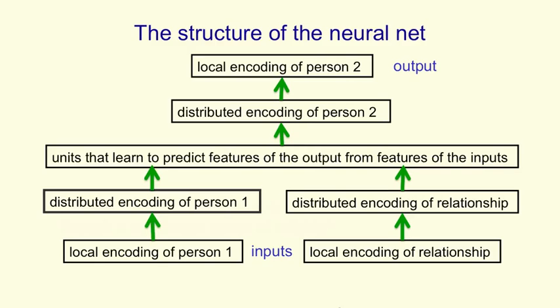So what we're going to do is train it on 112 of these propositions, and we go through the 112 propositions many times, slowly changing the weights as we go, using backpropagation. And after training, we're going to look at the 6 units in that layer that says distributed encoding of person 1 to see what they're doing.